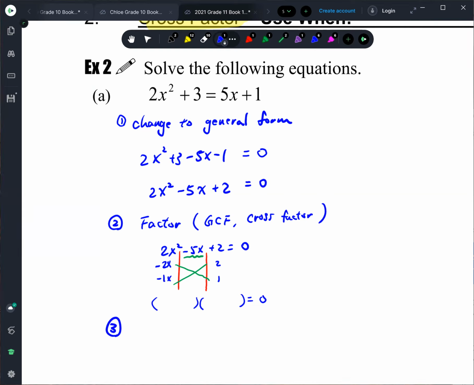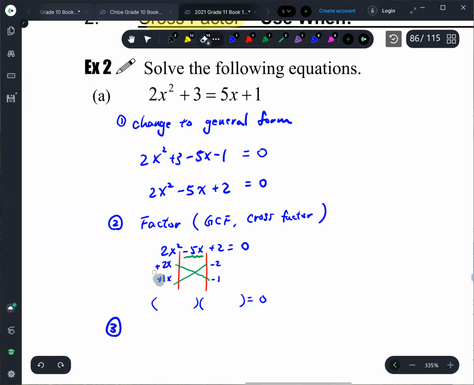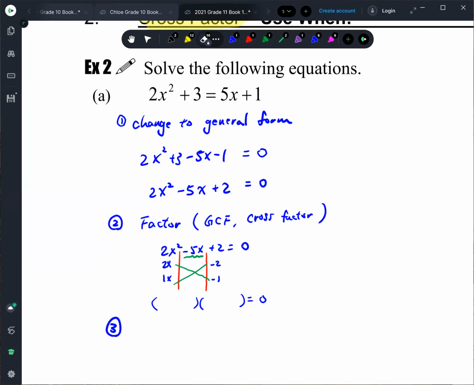Okay, Bernice? Yeah. Okay. So instead of using negative 2x and negative 1x, we just use positive for those two. And then we put a negative on the last ones. To keep your answer looking better, without negative, it makes it easier to solve as well.